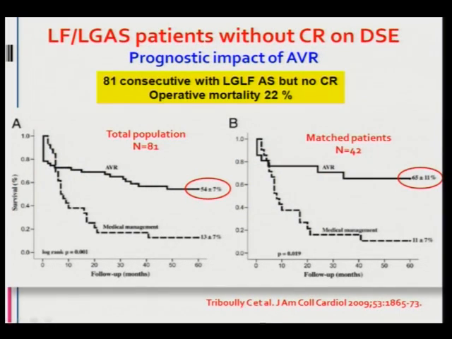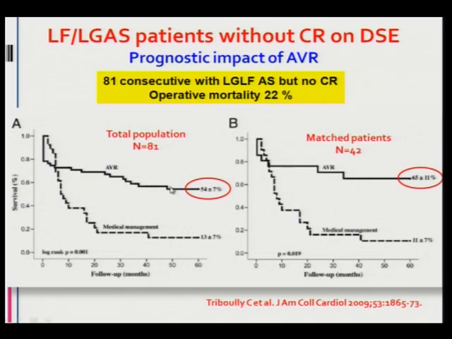One group led from France looked at this data, and they looked at 81 persons with low flow, low gradient aortic stenosis with no contractile reserve. They found these people had a very high operative mortality. That means because the left ventricle is very poor, they did very poorly post valve replacement. But in spite of the poor operative mortality, these people actually had a good long-term response.